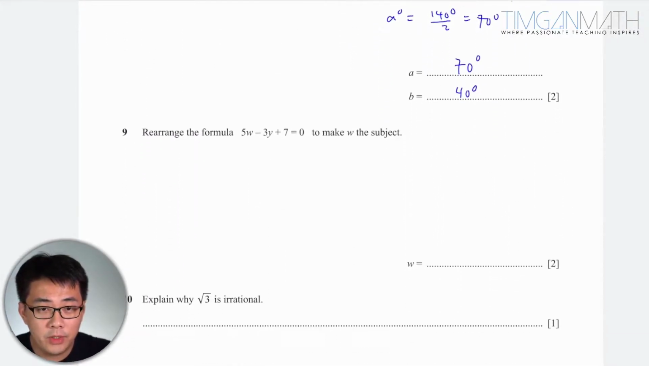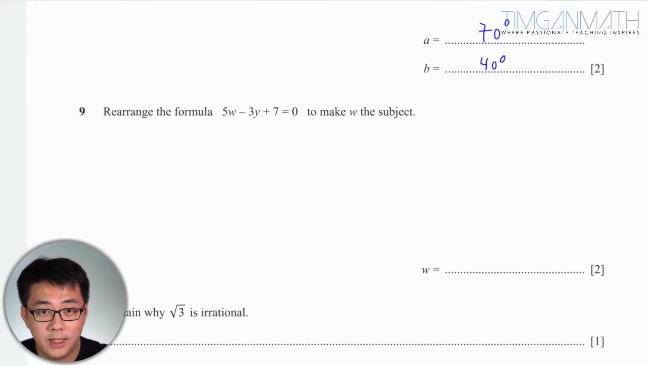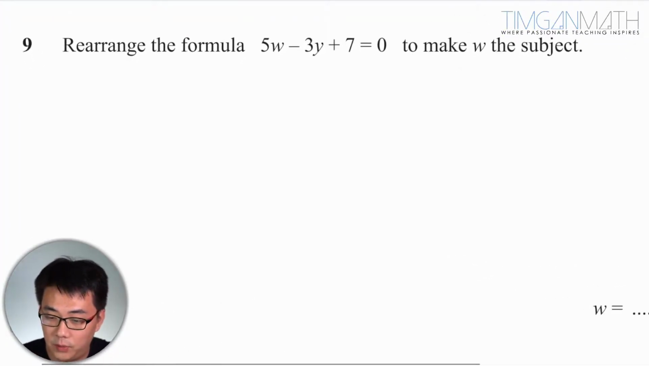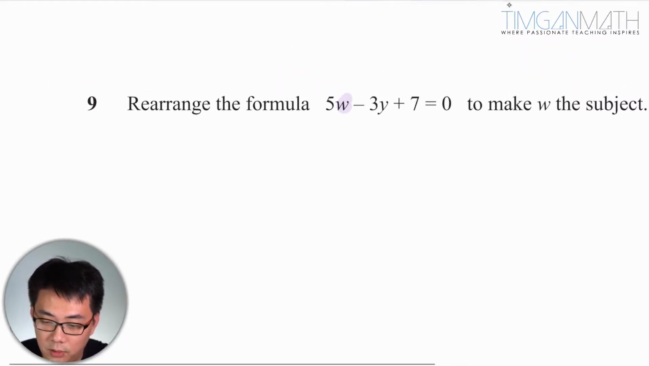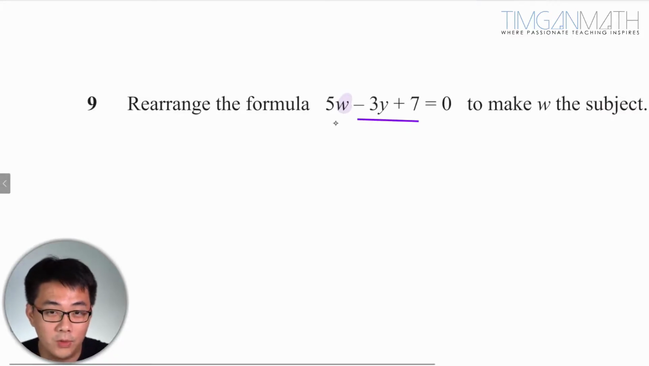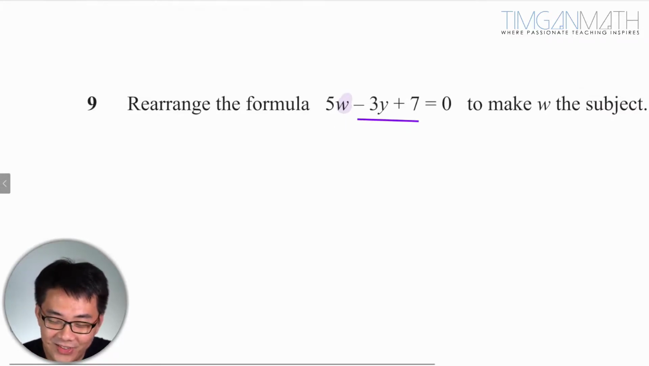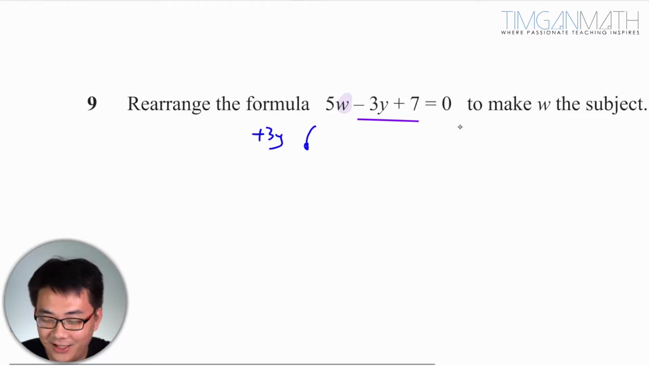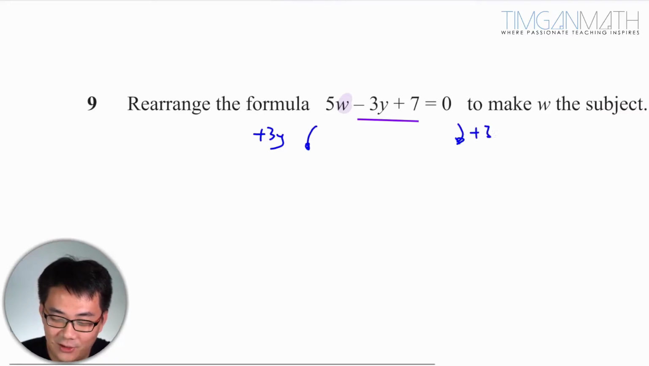Next part, rearrange the formula 5w minus 3y plus 7 to make w the subject. Okay, so now we need to make sure that w is the subject. So first thing is try and move these two terms to the other side, because you need to make w the subject. We're just going to add 3y both sides. This is minus 3y, so if you add 3y, this will form a zero pair. So 5w plus 7 equals 3y.